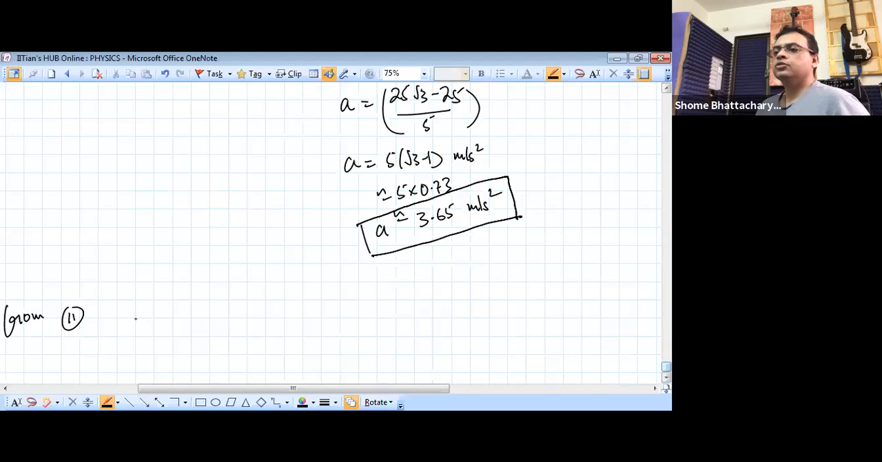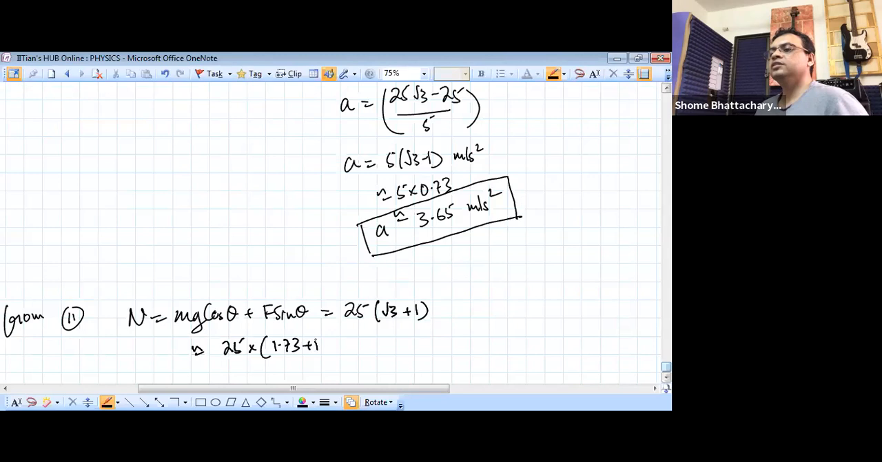Yes, that is correct. So from equation 2, normal reaction will become mg cos theta plus f sin theta. So that will be 25 root 3 plus 25, or 25 into root 3 plus 1. You can approximate that as 25 into 1.73 plus 1 and just calculate how many newtons it is. But this is the normal reaction in this particular case.